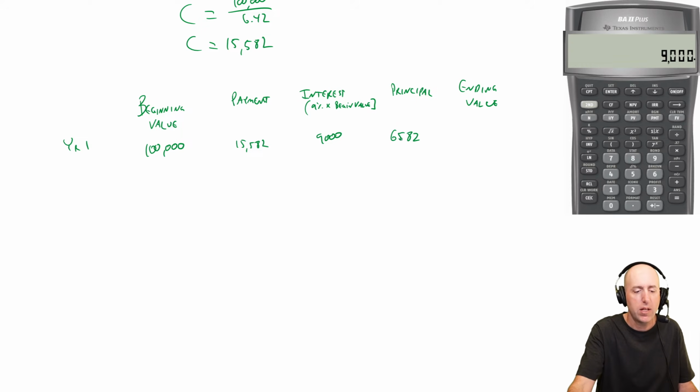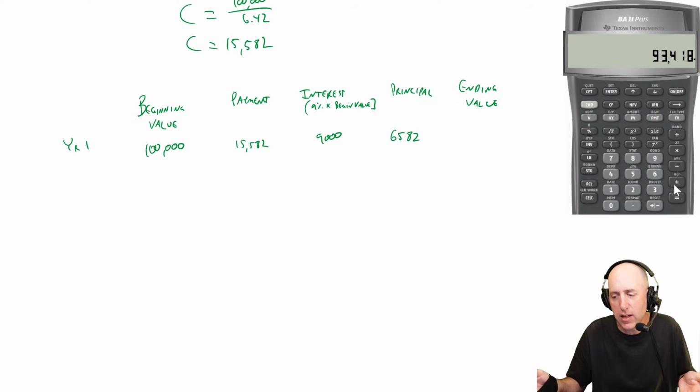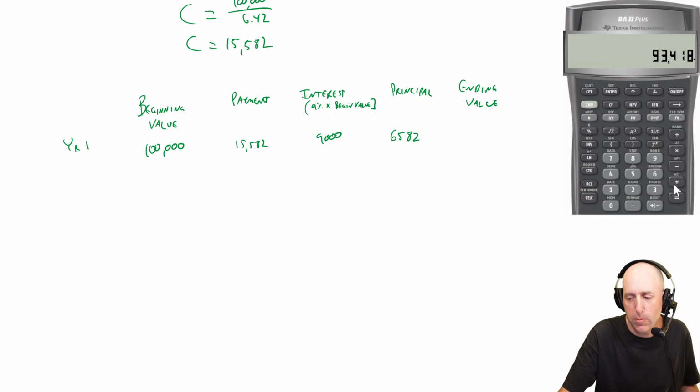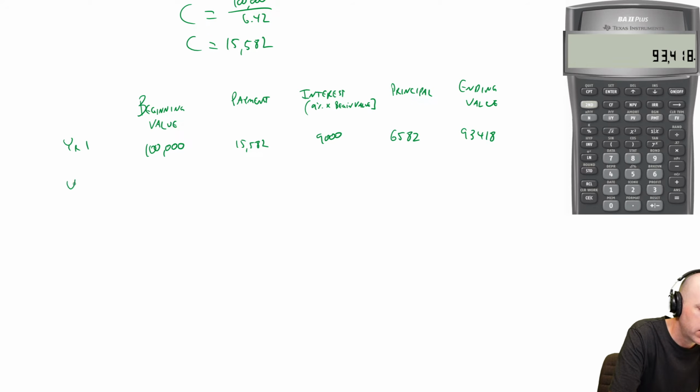After we made the payment, the balance left on the loan is 100,000 minus what we paid down, 6,582. Remember, the 15 grand, a bunch of it went to interest. Only $6,000 went to pay down the loan. We're at 93,418. Okay, that's year one.